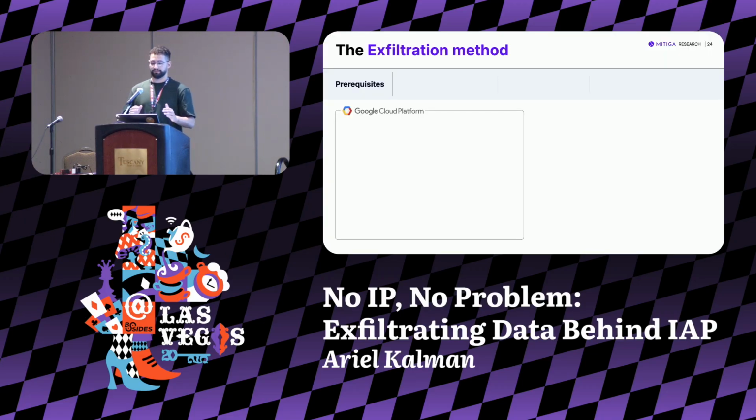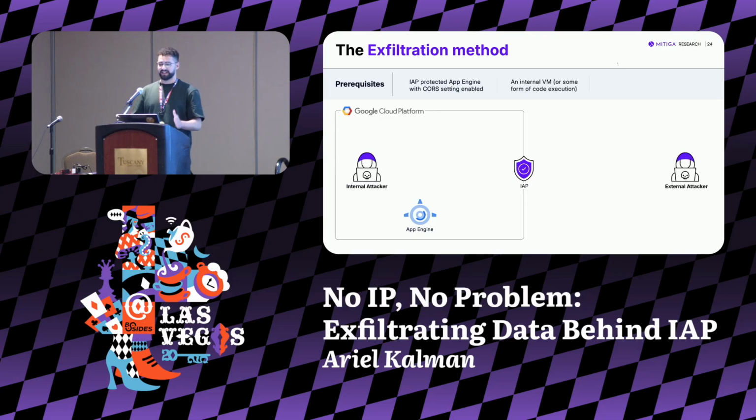So before I'm explaining the attack step by step, I want to explain the prerequisites and the diagram. So this kind of attack has a few prerequisites to work. The first prerequisite is that we have an application and we have IAP that protects that application. And the setting that we showed, allow HTTP options, is enabled on the IAP. The second prerequisite is that the attacker has some kind of initial foothold inside the environment. It can be any form of code execution mechanism. It can be a VM, a Cloud Run, a Lambda function, anything that can be used to execute commands.